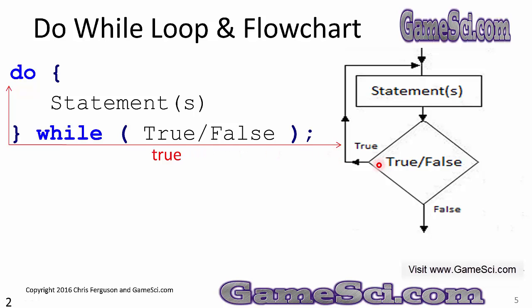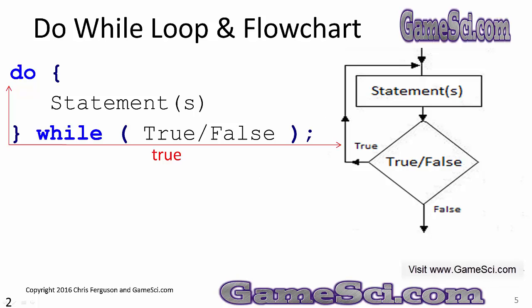What will happen is it'll take the path out of the diamond and go up there. You can see the line here. We've hit the end of the while loop. The statement is true, so we'll follow this line back up to the do and repeat the code again. That's what a loop does. It repeats the same code over and over again while the statement is true.